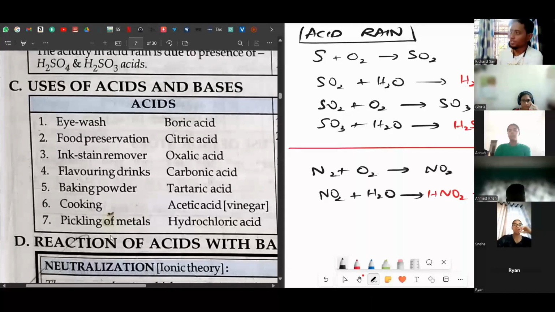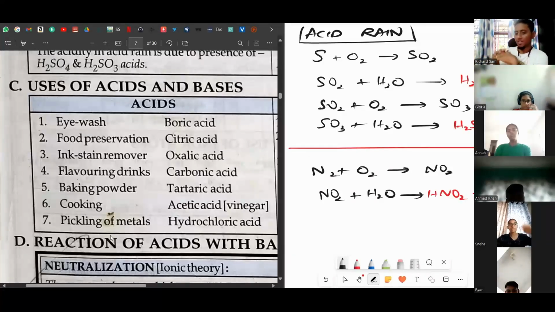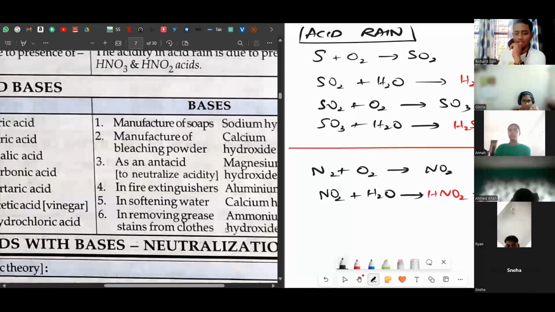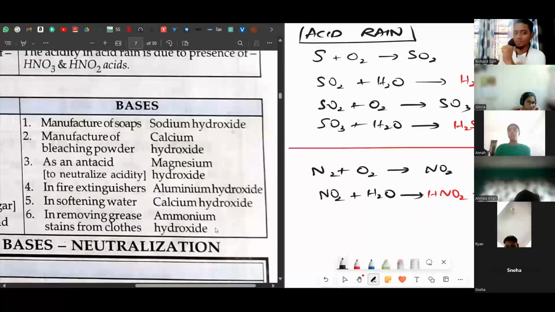If you leave metals outside, they get a layer of oxides on them. Like iron, if it gets oxides on it, that becomes rust. So to remove that rust or any oxides from any metal, they can just wash it with hydrochloric acid. So the metal will again get cleaned and shiny, all those things.